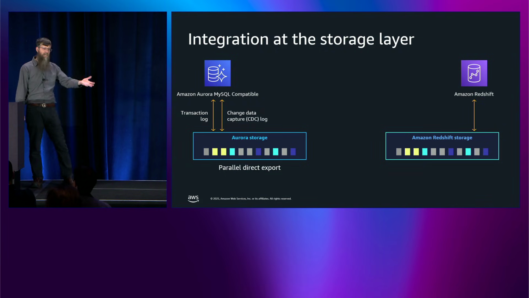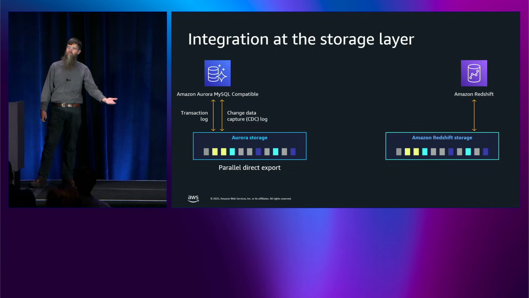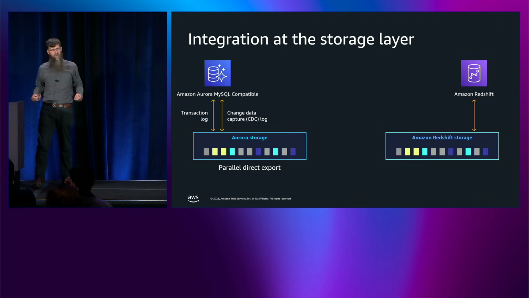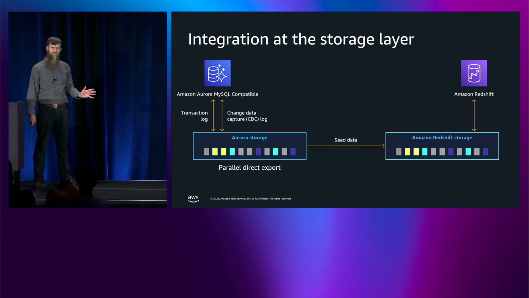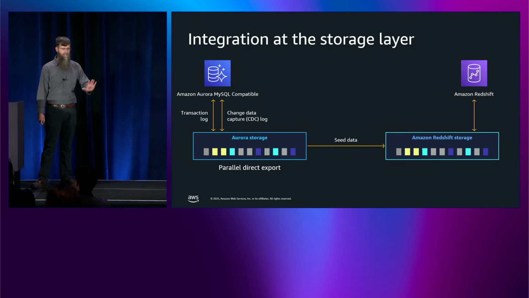So firstly, we can start off at the storage layer. We can do parallel direct export. This is where all of those individual storage nodes export directly into the Redshift storage in this case to create a seed. So your head node's not involved in this. It happens really quickly and it doesn't impact performance on your head node at all.